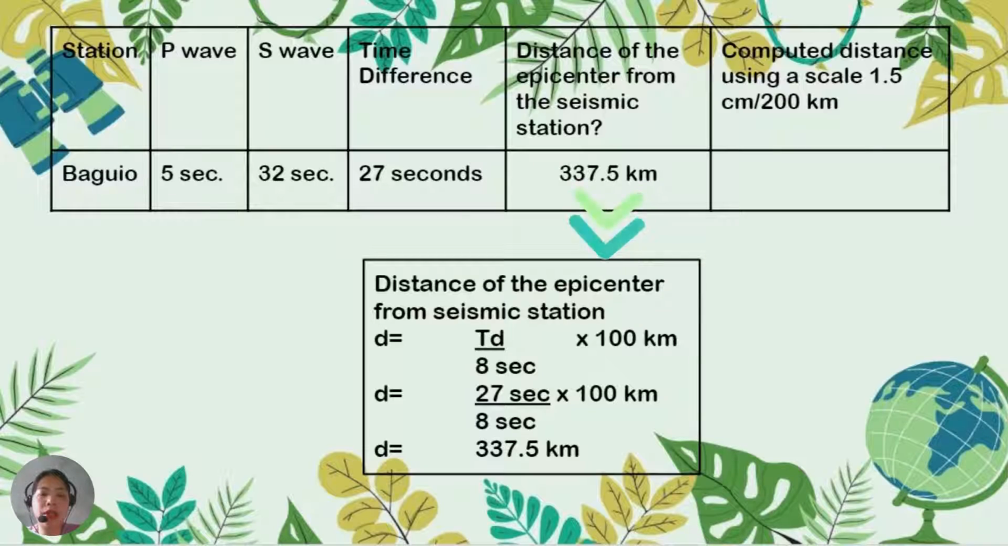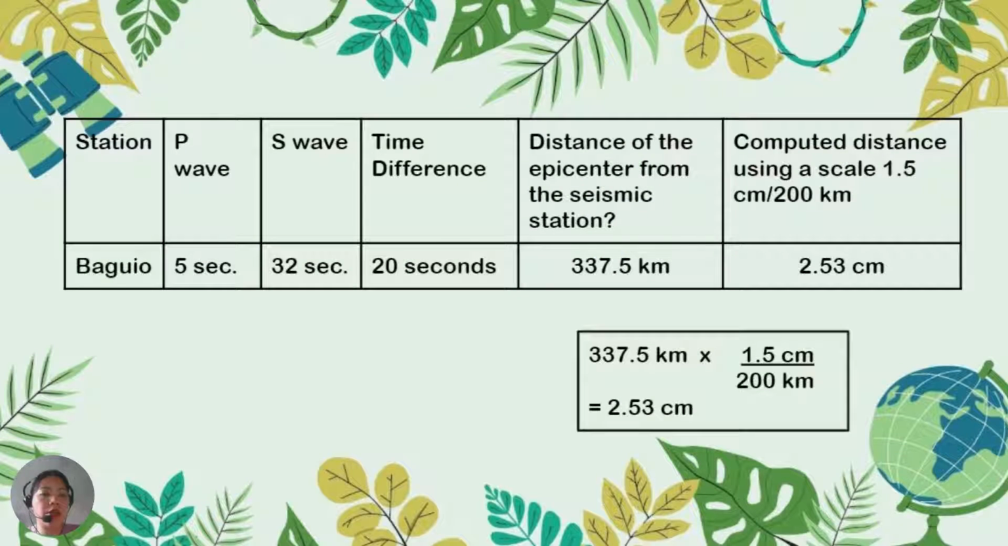If there is 1.5 centimeters for every 200 kilometers, the answer here is 2.53 centimeters. To get that, we have 337.5 kilometers times 1.5 centimeters over 200 kilometers. So you will get 2.53 centimeters.